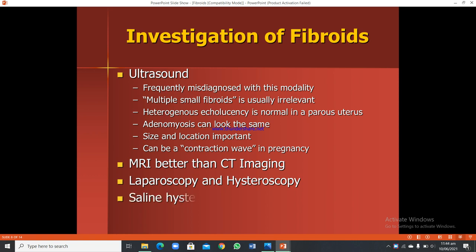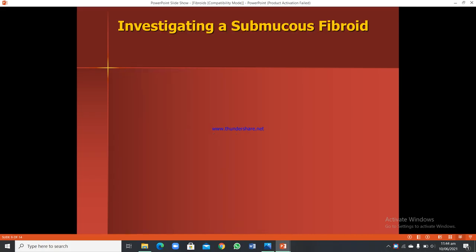Laparoscopy and hysteroscopy. Saline hysterography, that is, you inject saline in the uterus and we do hysterography, and we can appreciate the presence of fibroids when we see the irregular endometrial lining of the uterus. Useful for pedunculated submucous fibroids. Investigating a submucous fibroid.